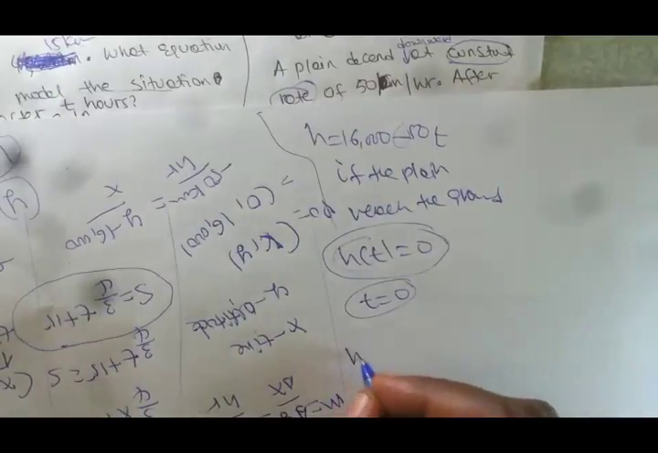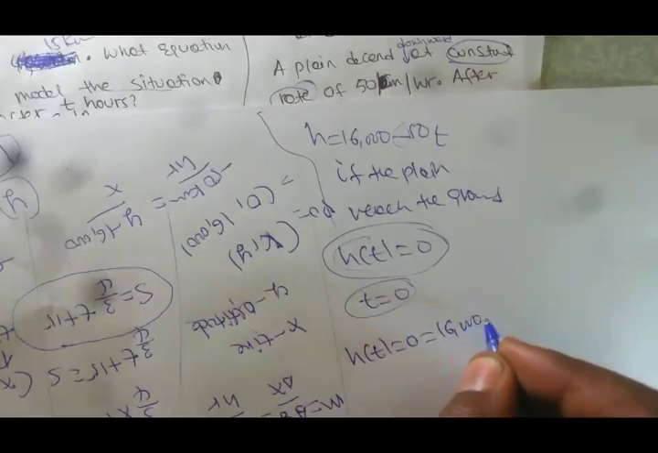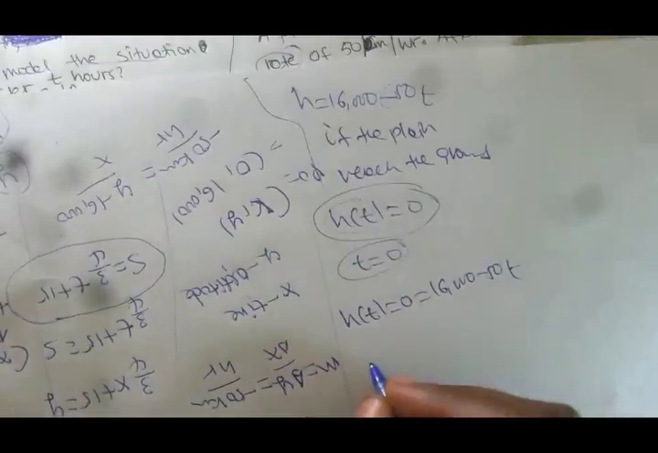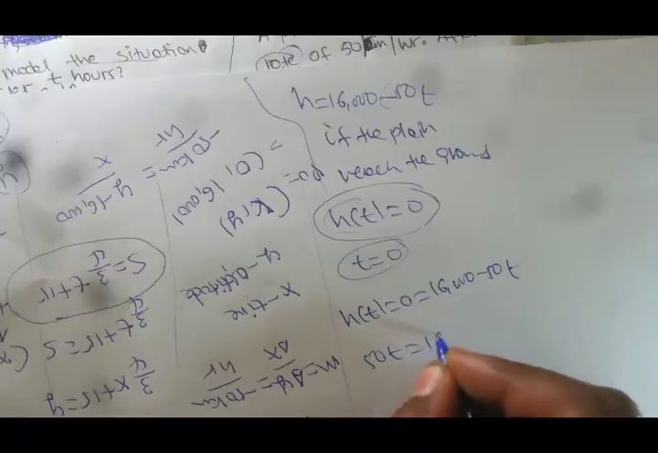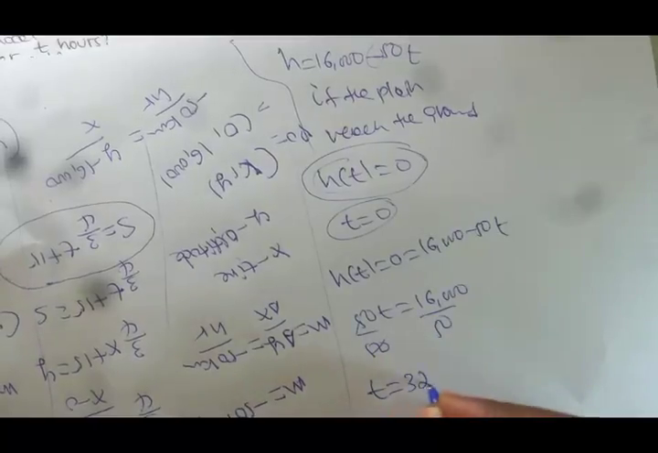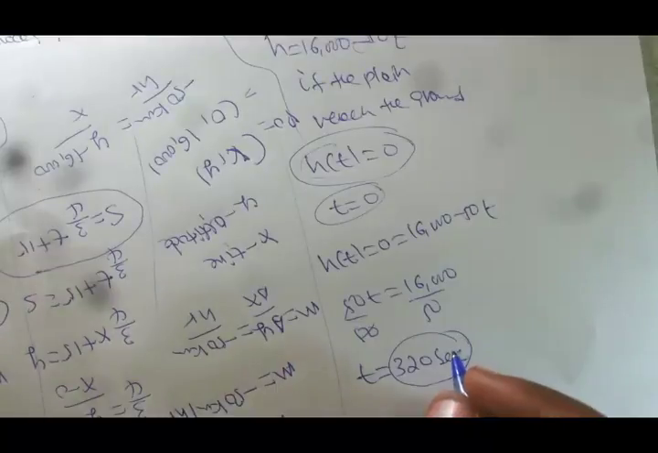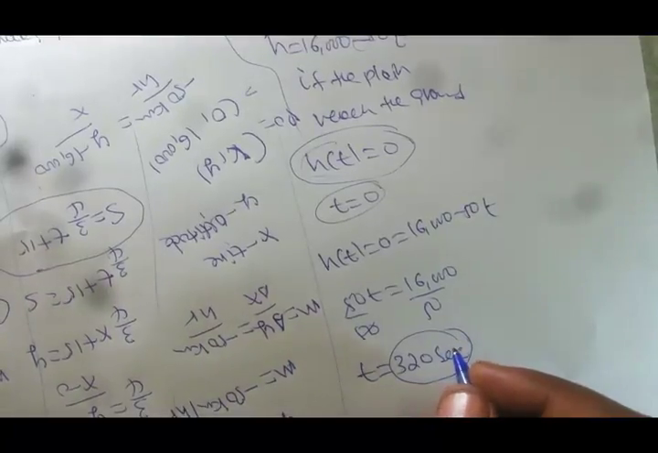Therefore, h of t is equal to 0, which is equal to 16000 minus 15t. Therefore, 15t is equal to 16000, so t is 16000 over 15. Therefore, t is equal to 320 seconds. After 320 seconds, the plane will reach the ground.